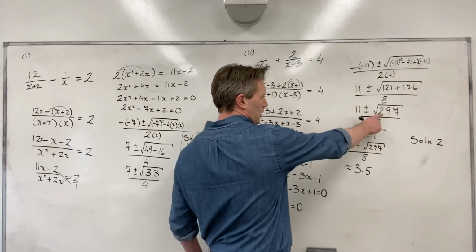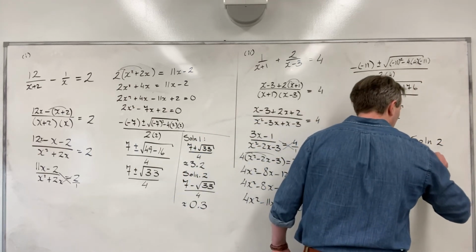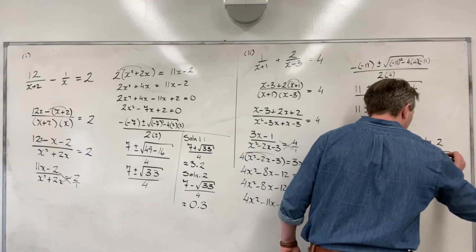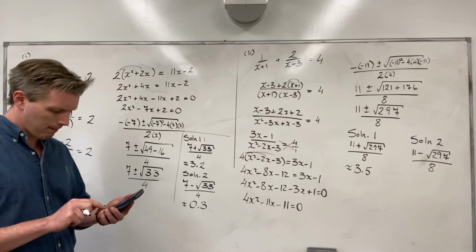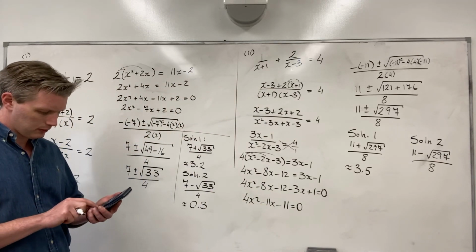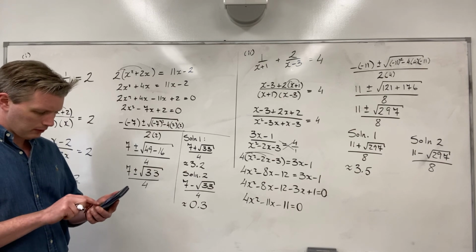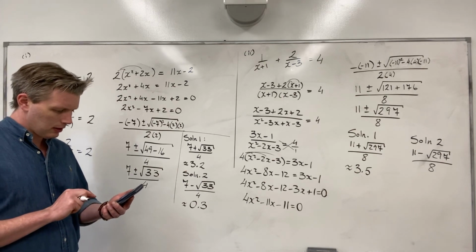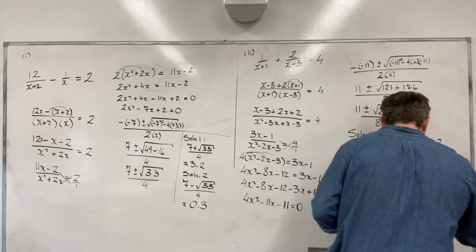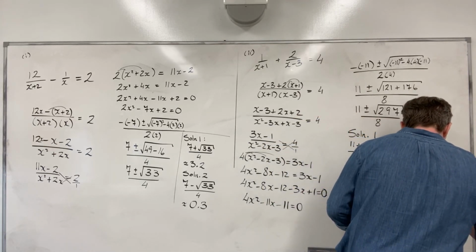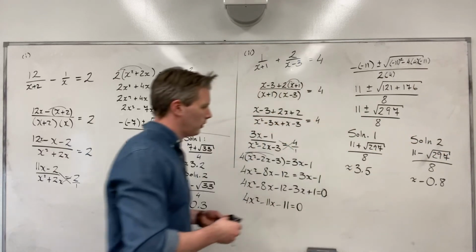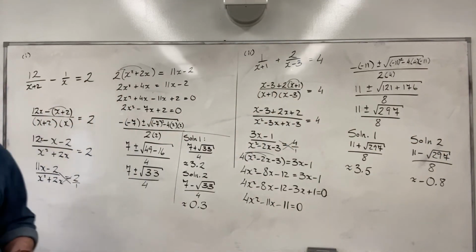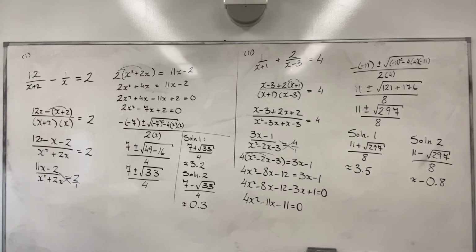Solution number 2 is 11 minus the square root of 297 all over 8. Oops, 11 minus the square root of 297 divided by 8 is negative 0.77, so I'll take negative 0.8. And those are my two solutions, 3.5 and negative 0.8. That is how we go about solving an equation of this type.